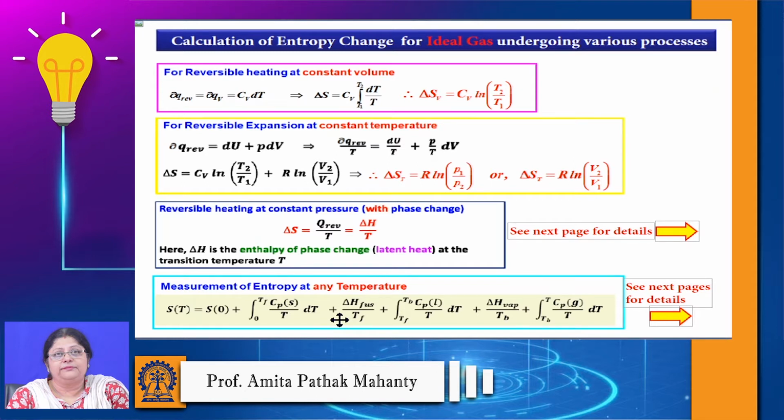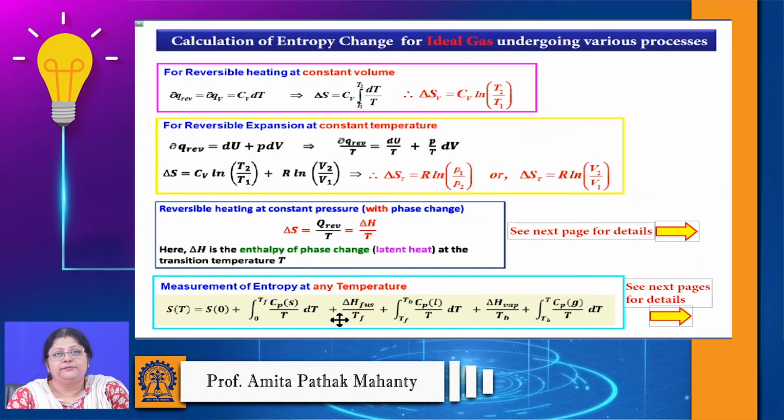And then I go to the fusion process, where I have the delta H fusion divided by the fusion transition temperature. Then I have the liquid state. In the liquid state, I have to find out, if I go to the temperature, what will be the entropy change. That will be again Cp of the liquid dT divided by T. You can find out what the change of entropy is. Then finally you have the evaporation. So vaporization: enthalpy of vaporization divided by the temperature of transition.